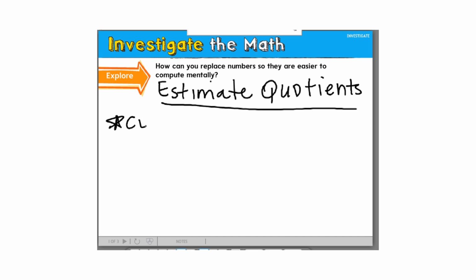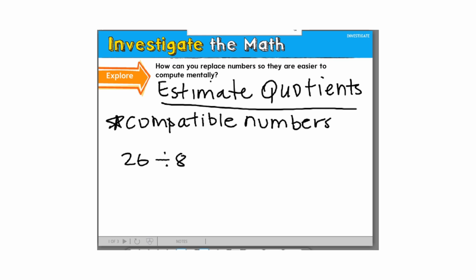We are going to use this word again: compatible numbers. We also called these friendly numbers back when we did a lesson called Estimate Quotients, except all of the questions were whole numbers. So we worked with whole numbers and estimated quotients. Like, if they said, what is 26 divided by 8? You'd say, I know that 8 can go into 24 about three times. So I'm going to change 26 to 24 divided by 8 and say my answer is about 3. Remember when we did that before?